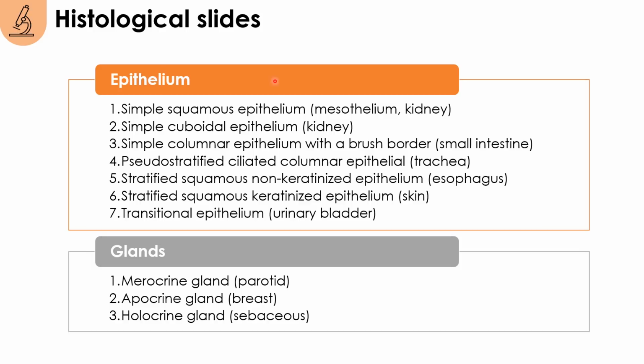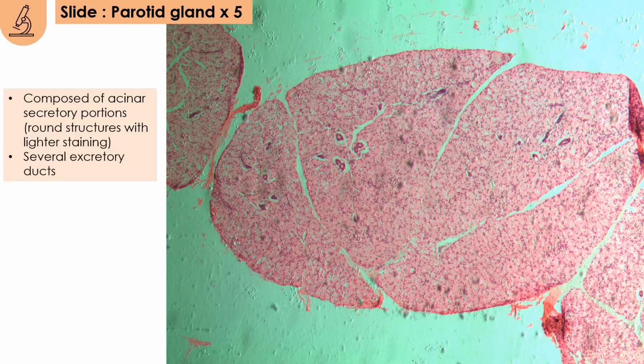Okay, we finish with the epithelium. Let's move to the glands. For the glands we have only 3 slides. We start with the parotid gland. So this is a parotid gland.